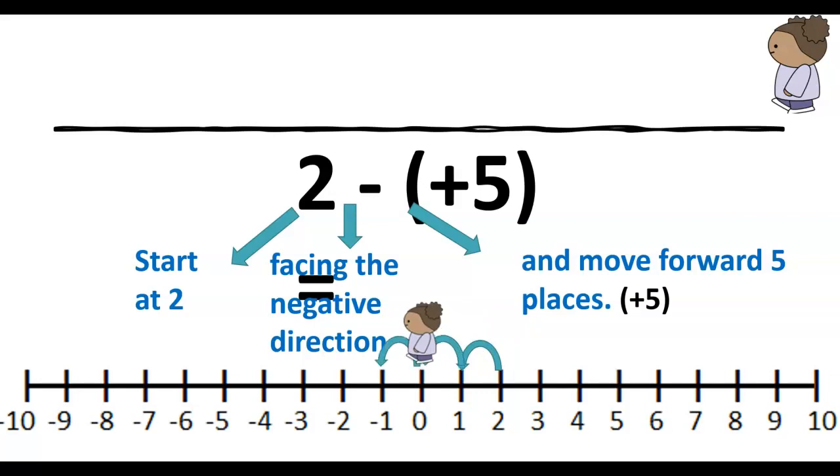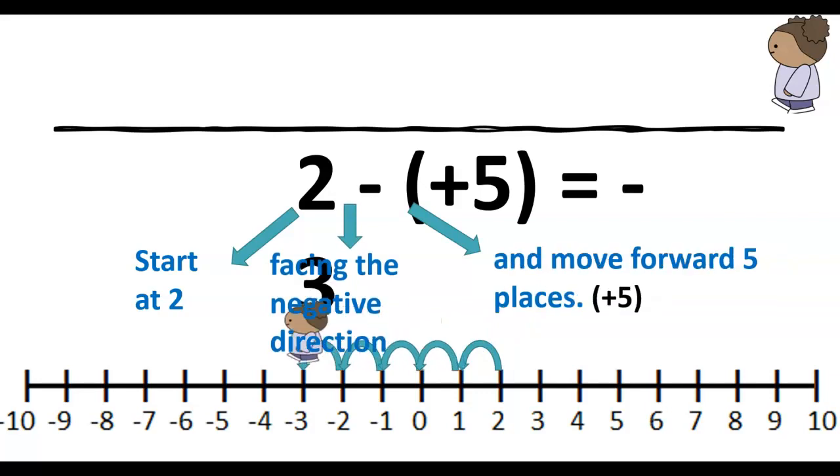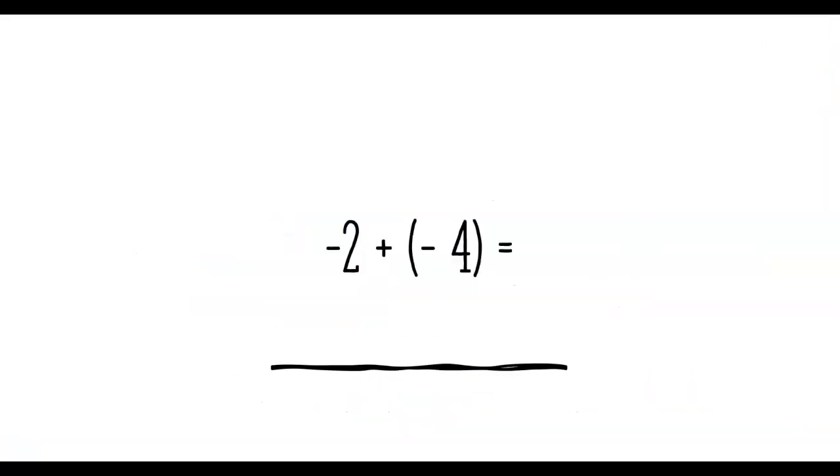1, 2, 3, 4, 5. And you can see she ends up at -3. It's a little bit hard to see, the 3 has just gone on to the next line. So she ends up at -3.